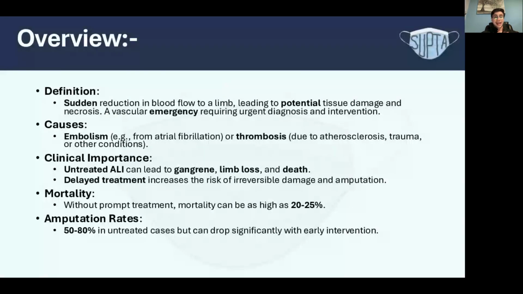You could say things like diabetes. You could say things like hypertension. All these things could lead to atherosclerosis, and so logically, it's a risk factor for acute limb ischemia.